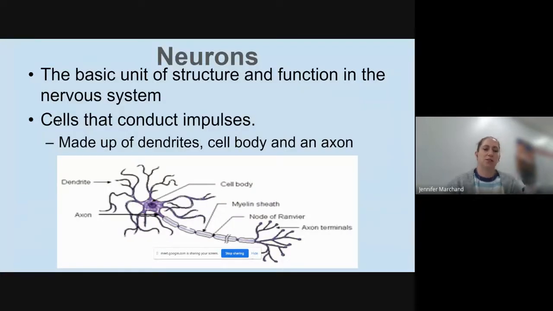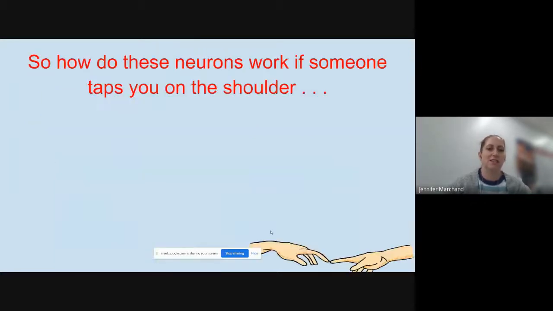We have neurons, and this is really important. This is the basic structure and function of the nervous system. These are the cells that conduct impulses, and they're made up of dendrites, these little hairy things on the outside, a cell body, so that's this part right here, and then you have an axon that's right here. Down here, you have the myelin sheath. In between, connecting all these myelin sheaths, you have the node of Ranvier, and then all the way down here, you have the axon terminals. This is important to know. This slide's a good thing to take a look at because you have an assignment this week where you have to label a neuron. So keep that in mind and take a look at this.